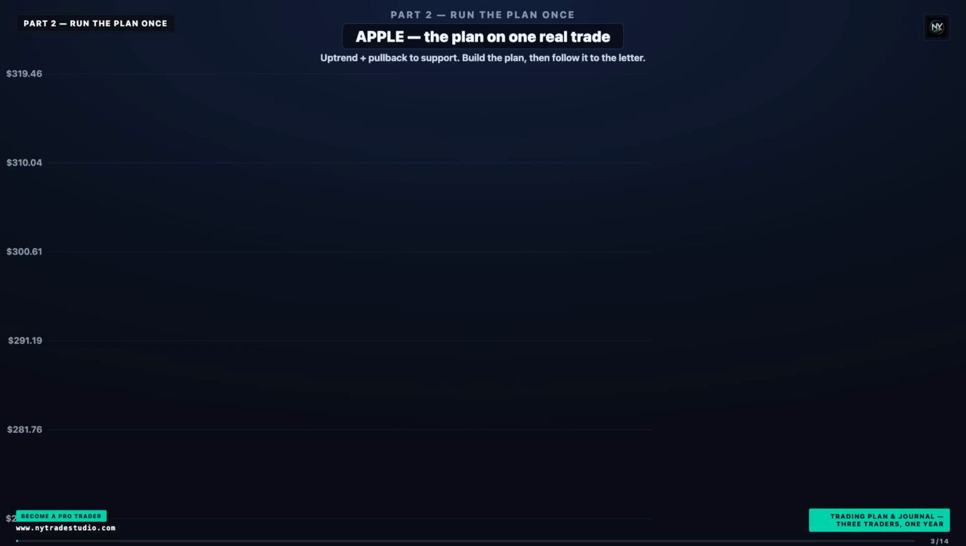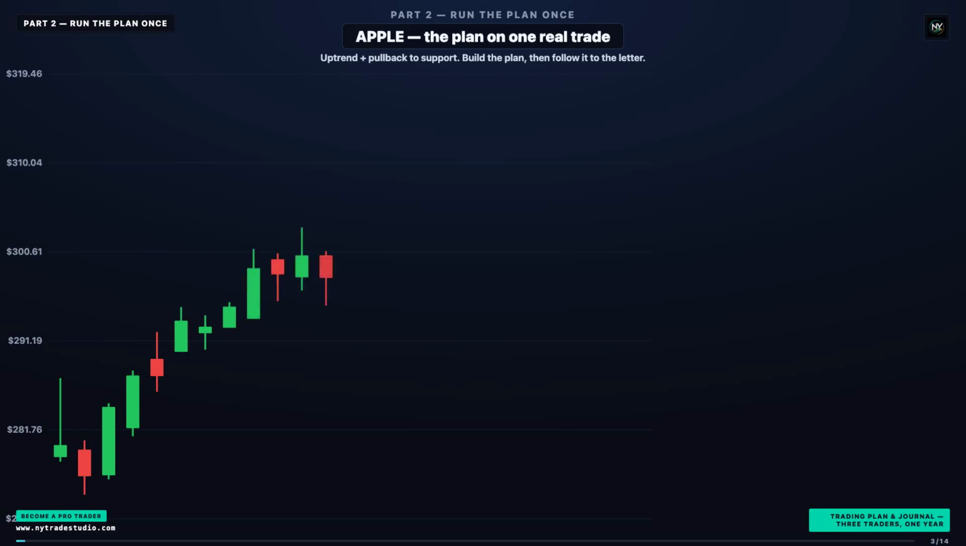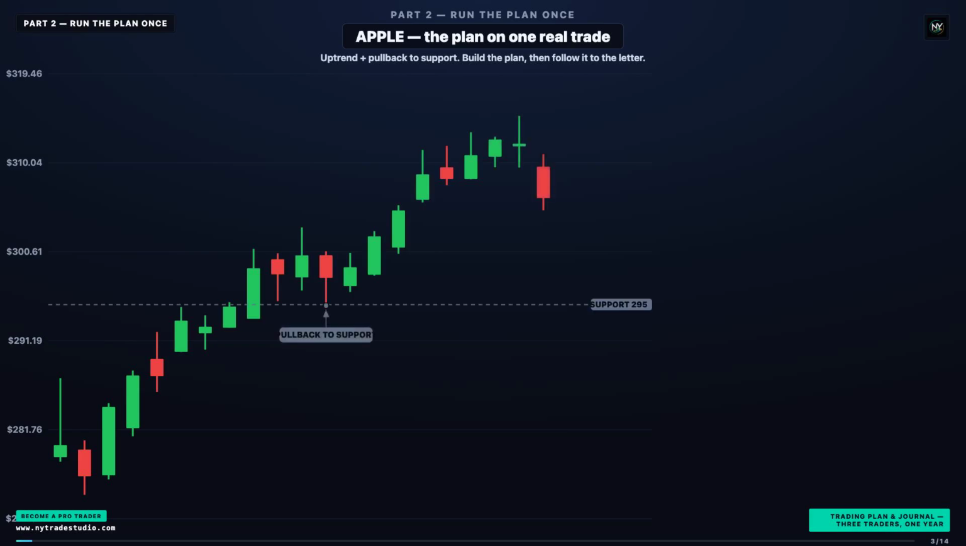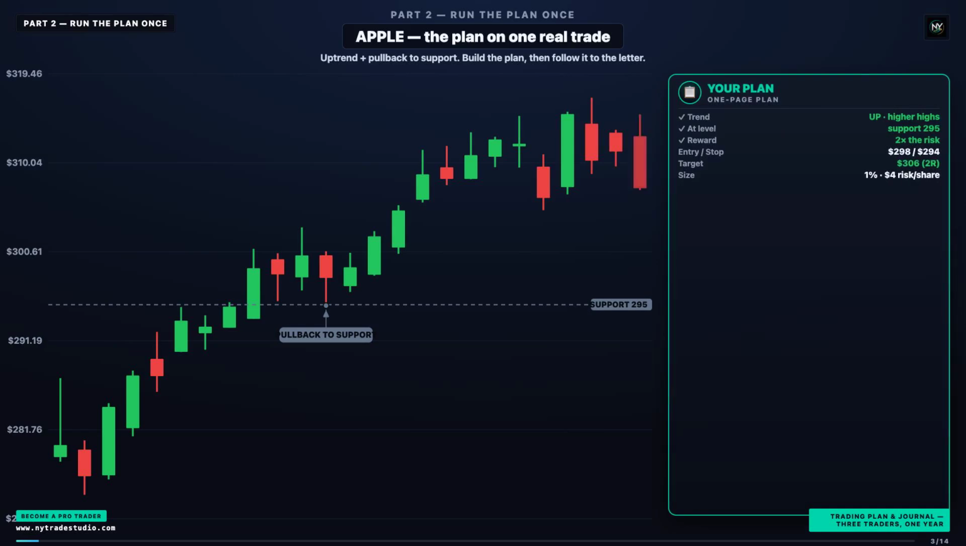Now let us actually build and run a plan on one real trade step by step so you can copy it. This is Apple, and it is in a clean uptrend, higher highs and higher lows. Our one setup is a pullback to rising support, and right here price pulls back to support near 295. That is our signal to get ready. Before we even think about buying, we run the checklist. Is the trend up? Yes. Is price at our support level? Yes. And is the reward at least double the risk? Yes. 3 green checks, so this trade is allowed.